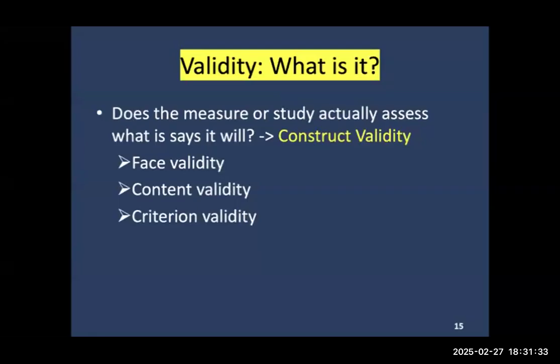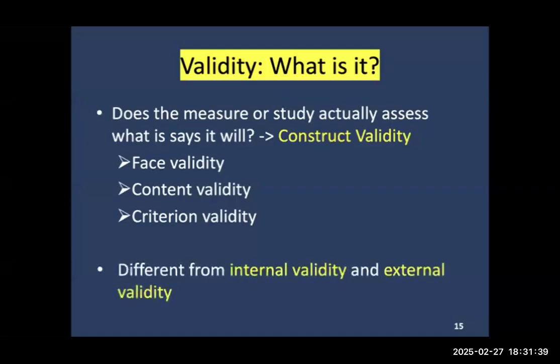All three of them, face, content, and criterion, are to establish that, yes, you really are studying happiness when you say you're studying happiness. That is the construct, the psychological construct that you have, truly is authentic. Okay, so that's construct validity.